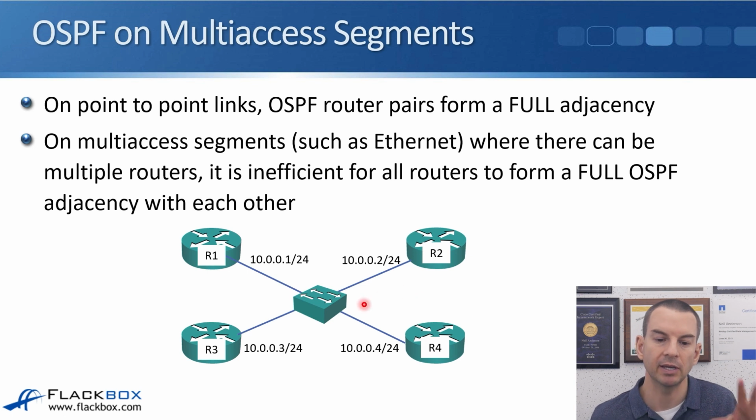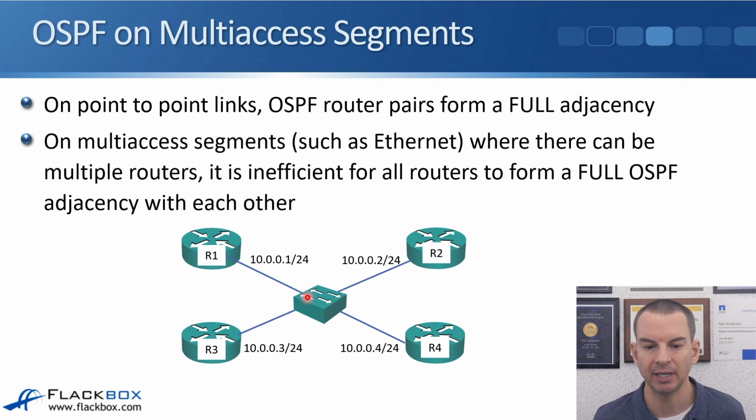If you look at the example here, you can see I've got an Ethernet segment. All four routers are plugged into the switch, and on their interfaces connected to that switch, they're all in the same IP subnet. So I've got R1 with 10.0.0.1/24, R2 with .2, R3 with .3, and R4 with .4. In the example, they've all got OSPF enabled on their interfaces, so they're going to be sharing OSPF information out on this link here.